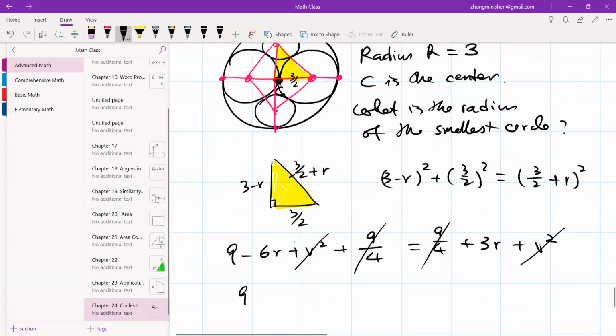I get 9 equals 9r. So r is going to be 1. Okay, the smaller circle has a radius of 1. That's cool.